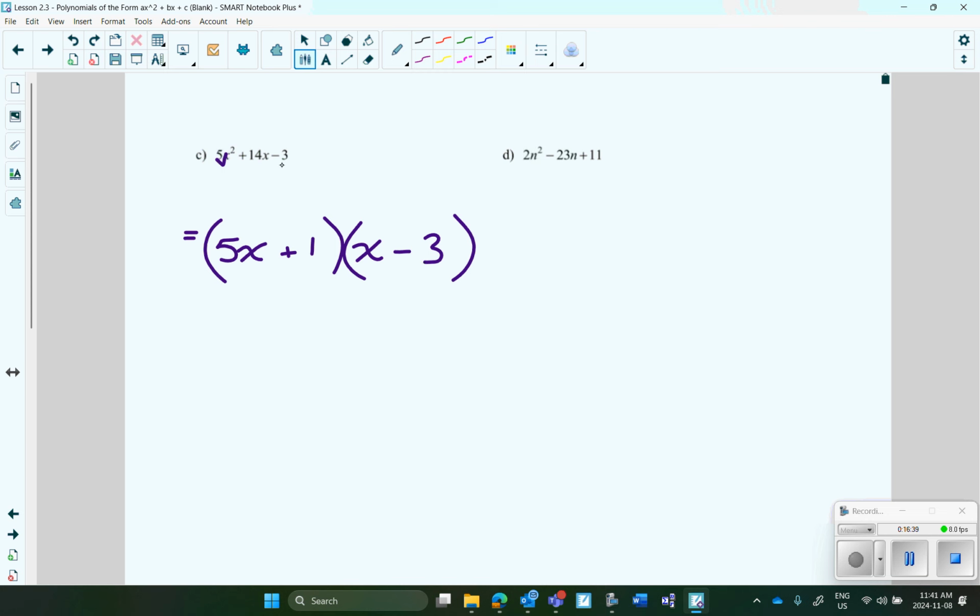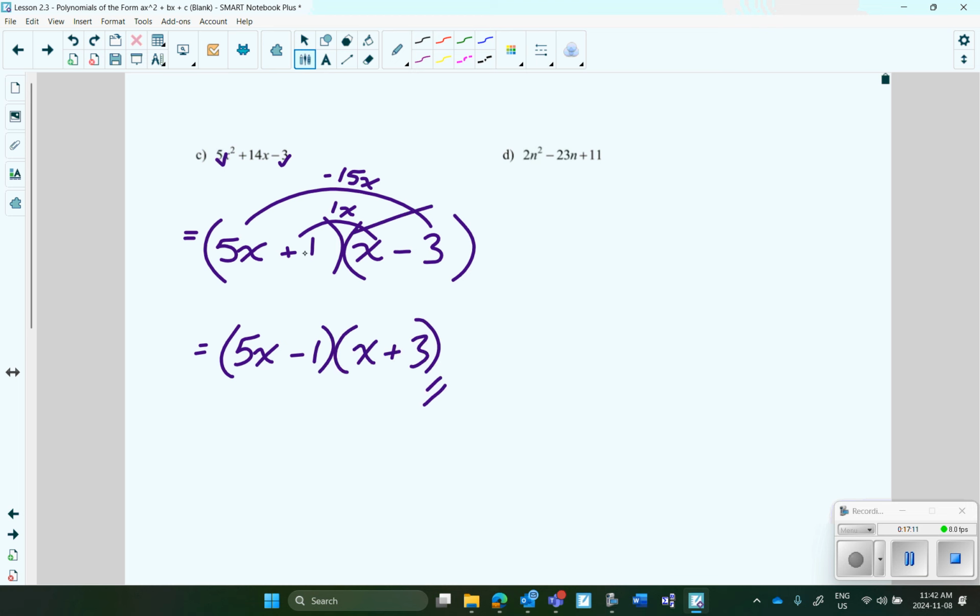I know this works. For your rainbow, I get -15x. Inside, I get +1x, which together make -14x. But I need positive. So what would you do to correct it? Switch the signs. Keep everything else the same, but switch the signs. That's right. That doesn't work.